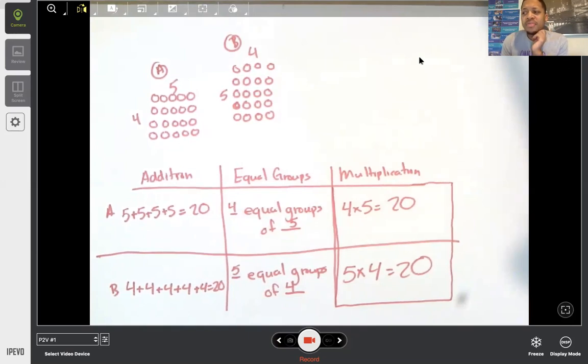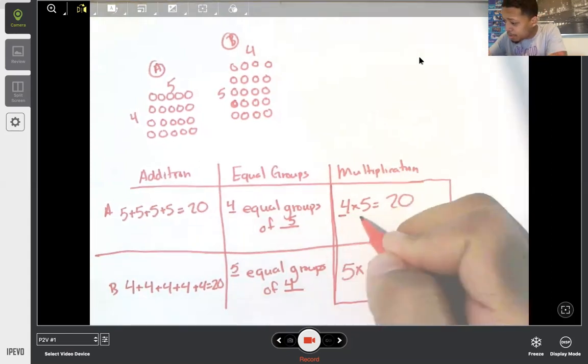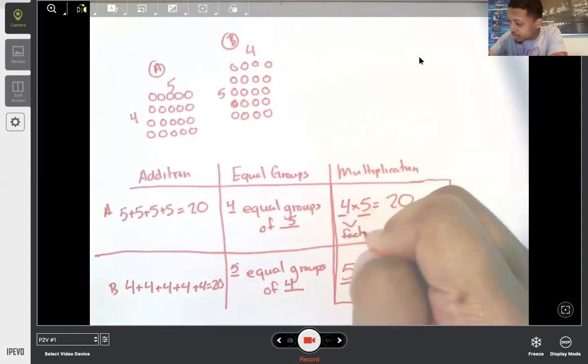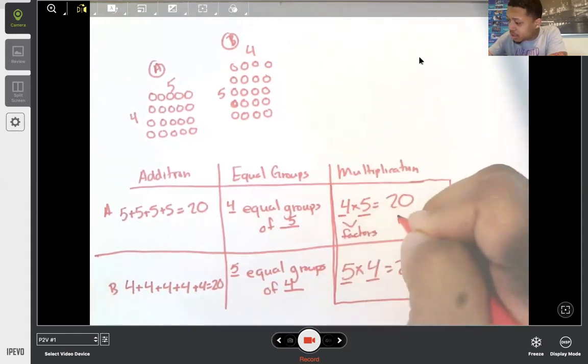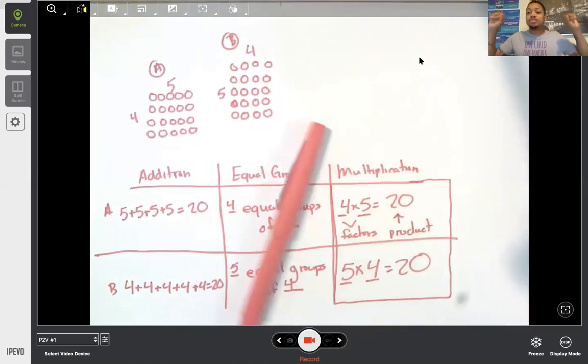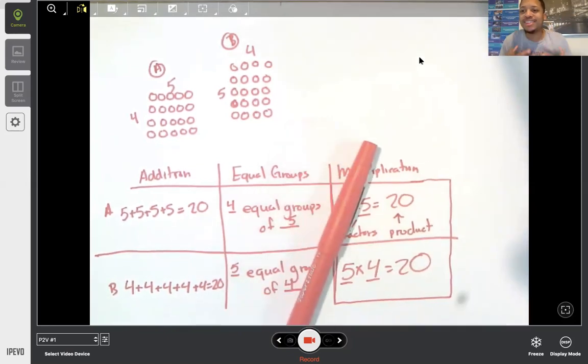Now, there's some great math happening there, and it's called the commutative property of multiplication. These two numbers in this problem are called factors. And the answer to a multiplication problem is called a product. So I can switch my factors around and get the same product.